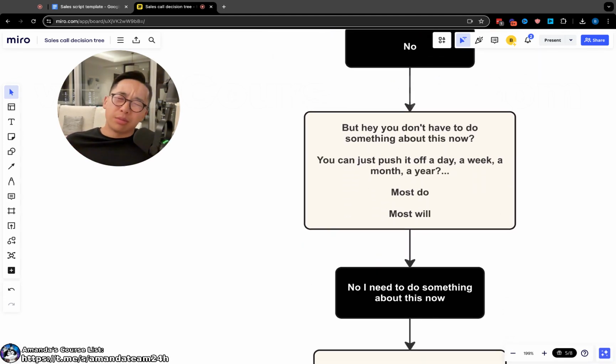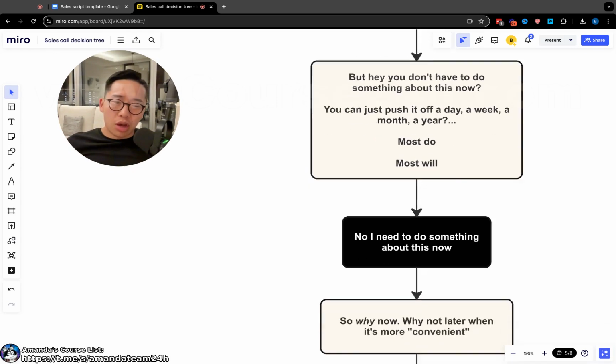But hey, you don't have to do something about this now. This is called a takeaway. You can just push it off a day, a week, a month, a year. I mean, most do. Most will. I mean, you don't have to do something about this. Not even pushing it off for the last 2 years. Want to push it off for another 2 years, another 20 years? No, I need to do something about this.